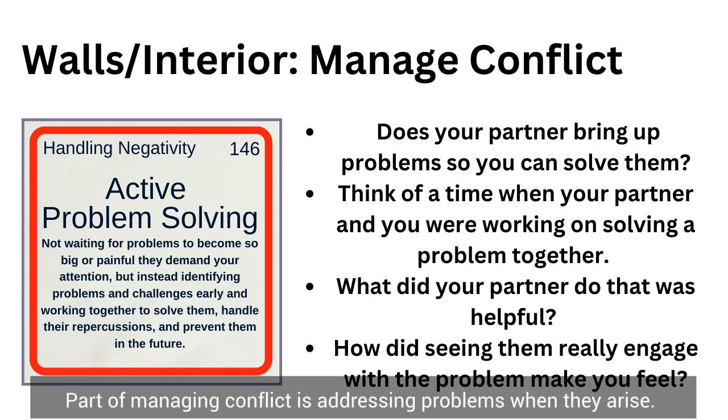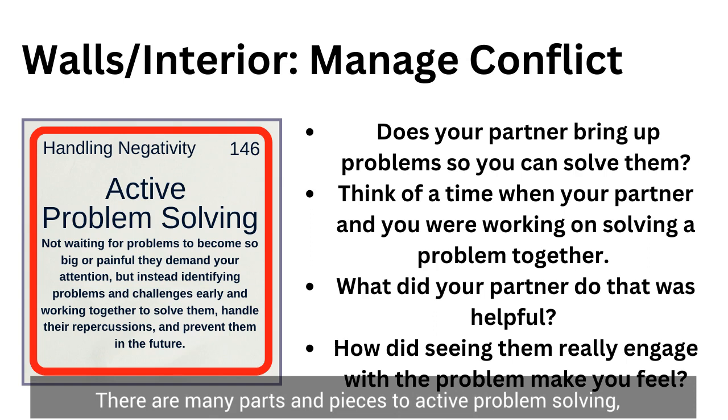Another part of managing conflict is addressing problems when they arise. And there are many parts and pieces to active problem solving, so there's lots of opportunity in here for somebody to be doing at least one thing right. Not waiting for problems to become big and painful, identifying problems, working on them early, working together to solve them, handling their repercussions. Sometimes we forget about that part, and also trying to prevent them in the future. So there's lots of things your partner could be doing that address a problem and help things get better.